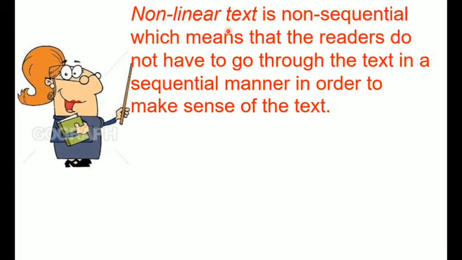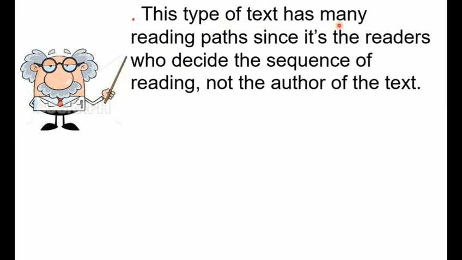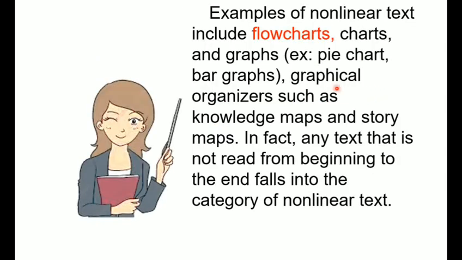Okay. Non-linear text is non-sequential, which means that the readers do not have to go through the text in a sequential manner in order to make sense of the text. Now, this type of text has many reading paths, since it is the readers who decide the sequence of reading, not the author of the text. Examples of non-linear text include flowcharts, charts, and graphs. Example: pie chart, bar graphs.